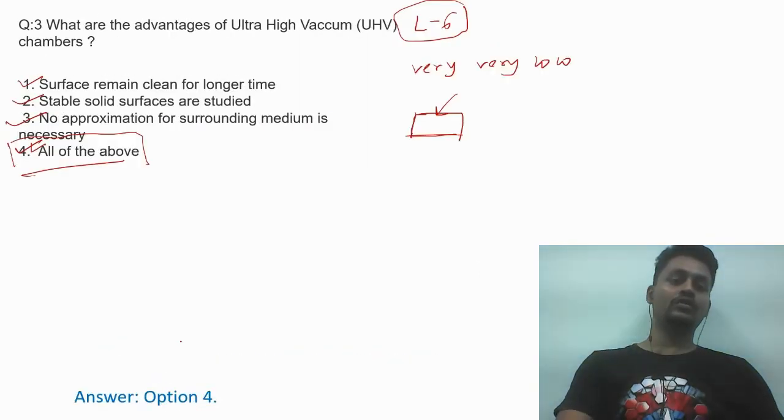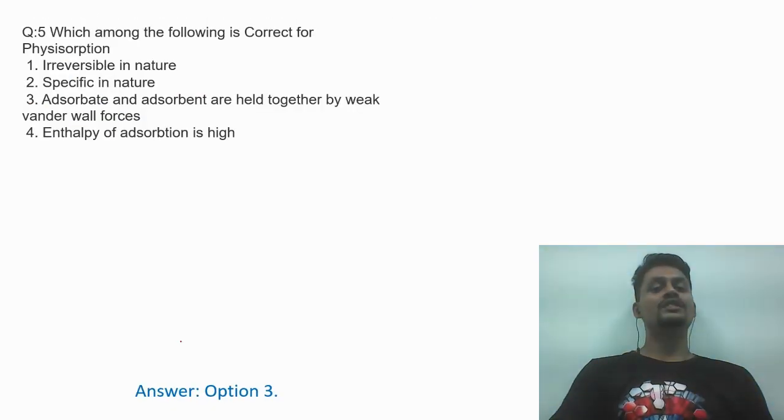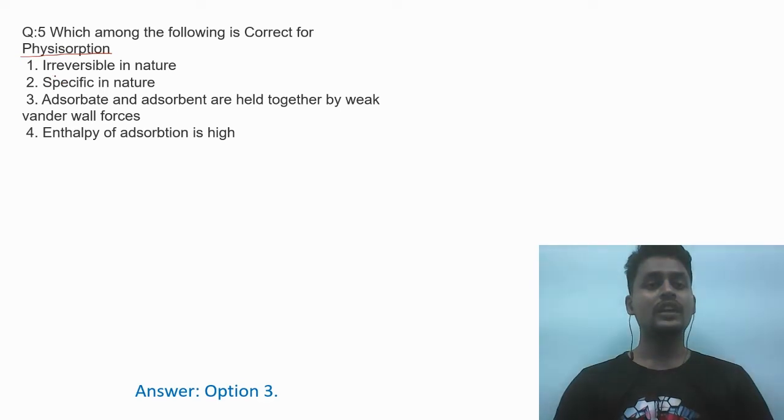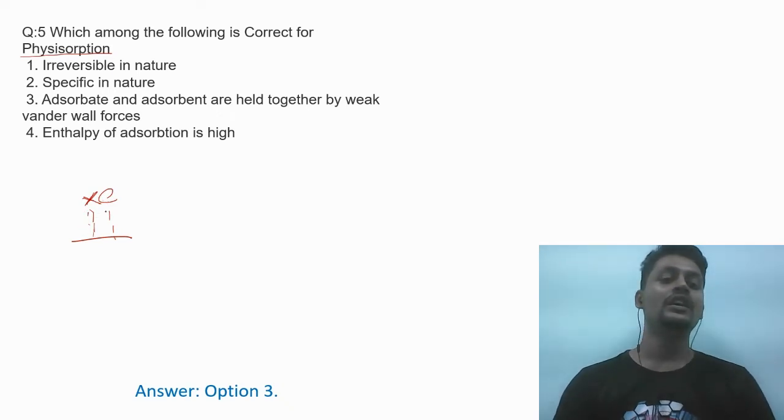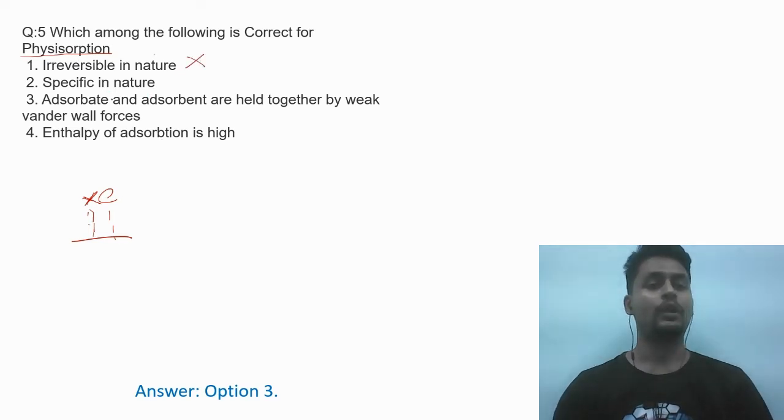Now come to this question. Which among the following is correct for physisorption? Now we know a bit about physisorption. They are saying it is irreversible in nature. But we have seen that on a surface, let's say a physisorbed molecule is Xe, there is no such bond forming. This is only a weak interaction, so it cannot be irreversible. We can just by changing the temperature reversibly adsorb and desorb. So this is not true. It is not irreversible in nature.